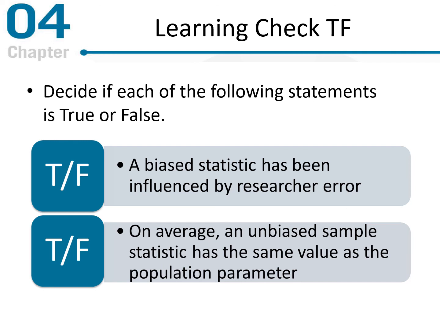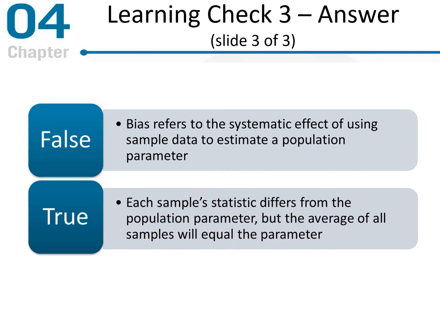Second question, on average, and so the first question has nothing to do with researcher error, it's false. The second one, on average, an unbiased sample statistic has the same value as the population parameter. Well, yeah, on average, if it's unbiased, it's going to have the same value as the population parameter. That's why it's unbiased. That's why the mean of a sample is an unbiased estimator of the population mean, because if I took many different samples and found the mean of those many different samples, that would be equal to the population mean. And that's exactly what we're finding here.